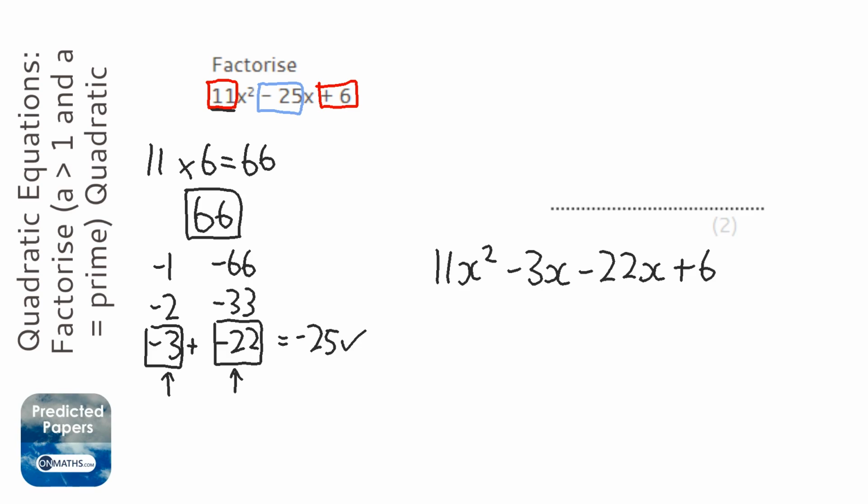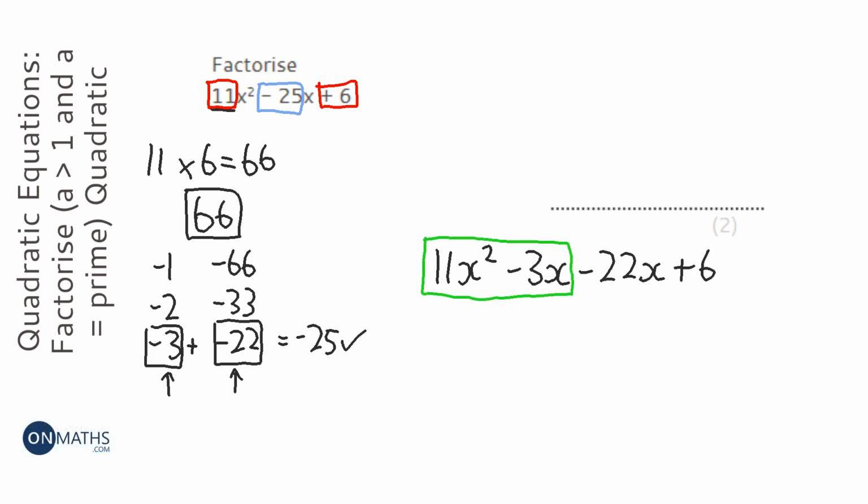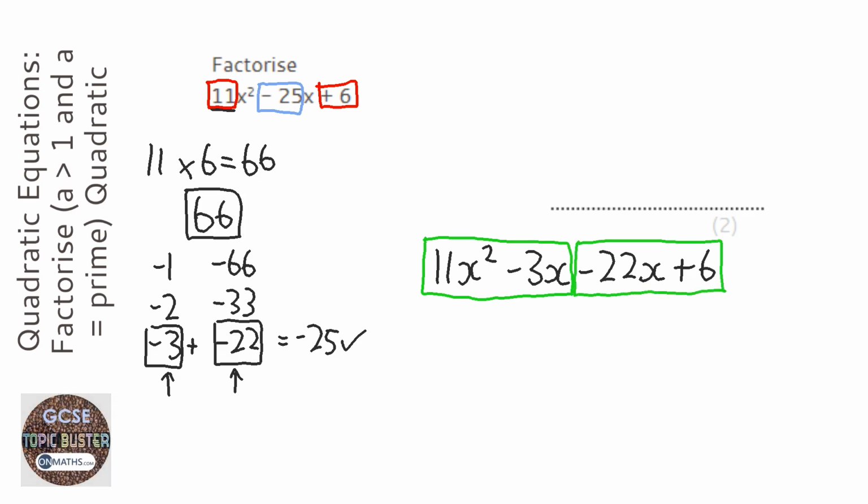Okay. Now the beauty of this is that I've changed a question that asked me to factorise a quadratic into a question where I've just got to factorise two linear expressions. So this is what I'm going to do. That first bracket, there's no number I can divide out of both of those, but I can divide an x out of both of those. So it becomes 11x minus 3.